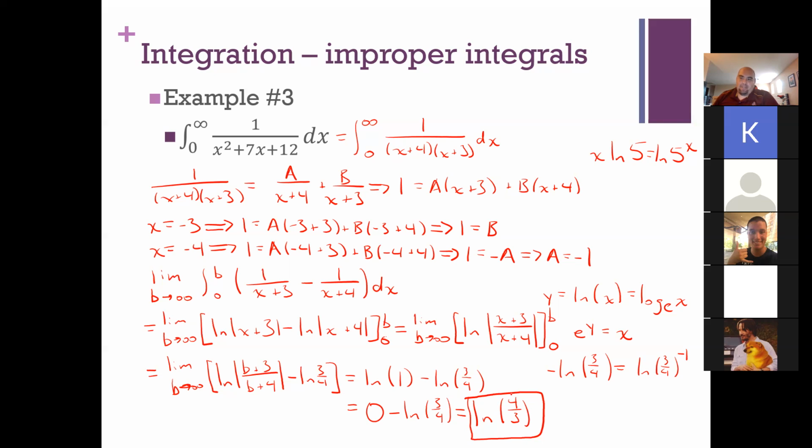That makes sense. I'm with you, Kevin. I forgot all my log rules too. Yeah, I don't even know how often they come up in Calc 1, so it's probably been a bit. Have to brush up. Yep. Any questions on this one here?